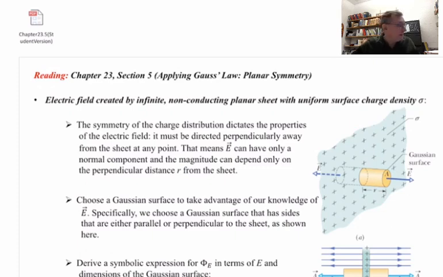Welcome back. This is video lecture 23.5, part 1. And I'm going to talk about section 5 in chapter 23, where we are going to apply Gauss's law for calculating an electric field, again to a situation where we have a charge distribution with a lot of symmetry. Planar symmetry, flat sheet that goes on in 2 dimensions. Okay? That's what we want to be able to calculate the field for.